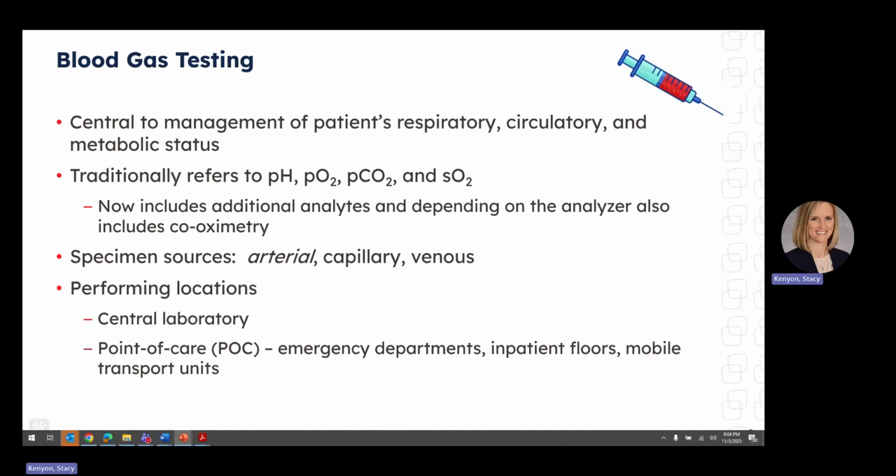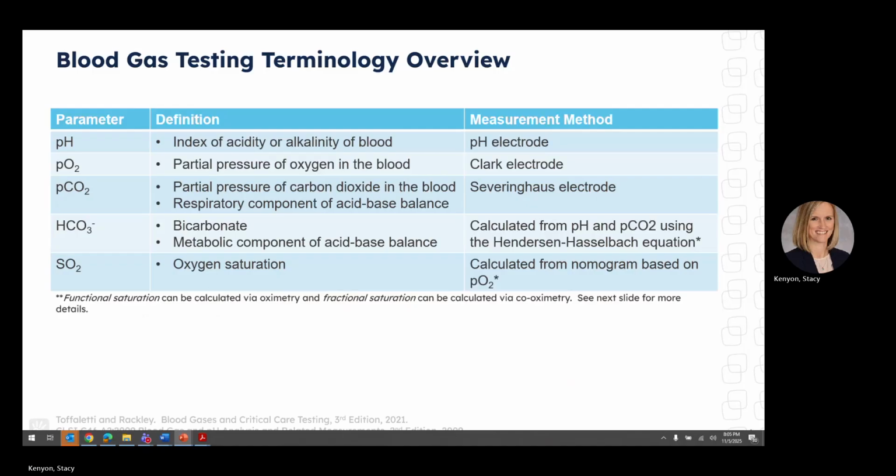As mentioned previously, blood gas testing can be used in both routine and critical situations. With this in mind, it should be of no surprise that blood gas testing can be performed in central laboratories as well as at the point of care. And some of these point of care scenarios would include emergency departments as well as mobile transport units.